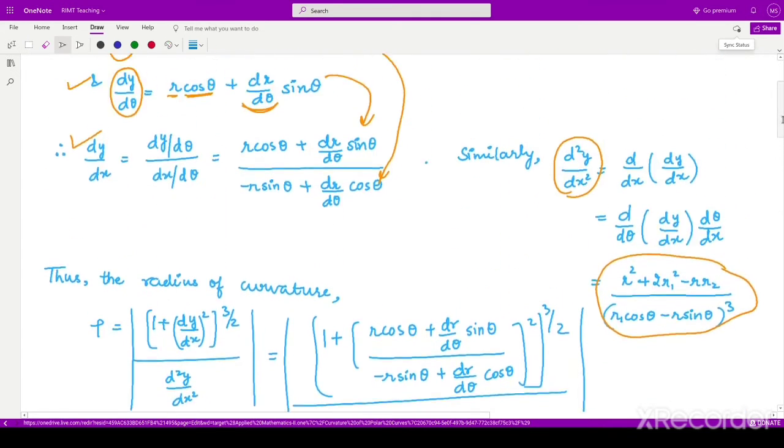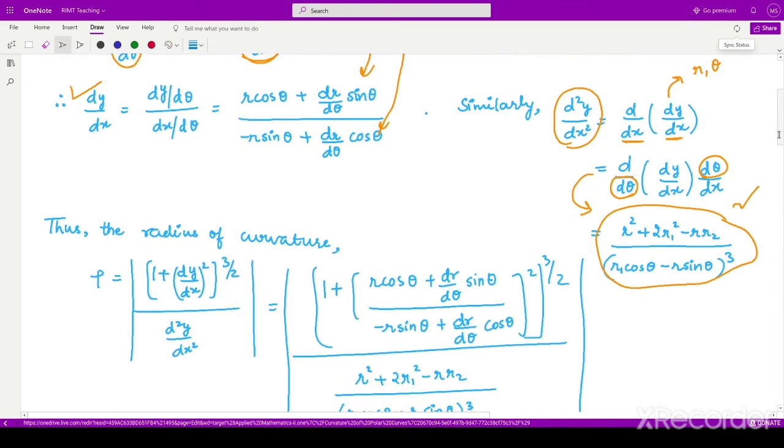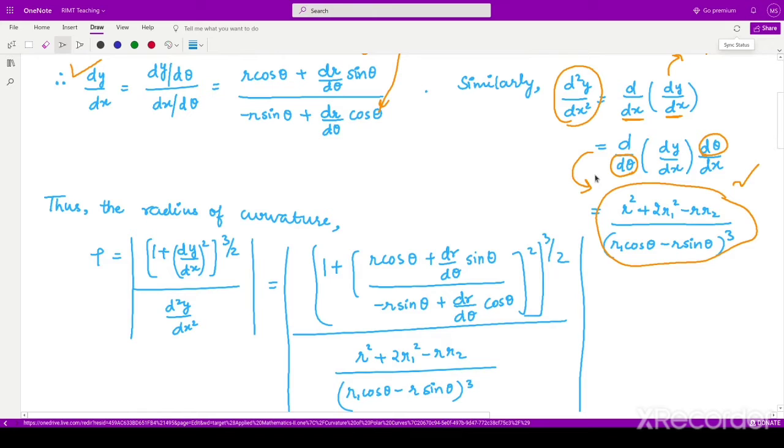So I have skipped a lot of calculation in this step, so you could verify this by yourself. How can you take the derivative of this term? This dy upon d theta is a function of r and theta, and we are taking its derivative with respect to theta. So we have to change this parameter. You have to write d theta here and d theta here. So it would be this particular term after calculation.